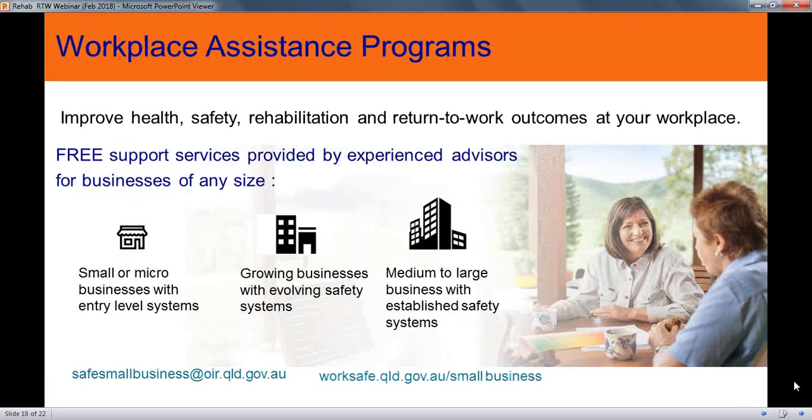Now, there are workplace assistance programs, and these are something that we're actually about to roll out with the Office of Industrial Relations, just with WorkCover and their small business unit that's been set up within WorkCover. This is to ensure that systems are in place to prevent workplace injury, and if people are injured, return them to meaningful and appropriate work as soon as they can.